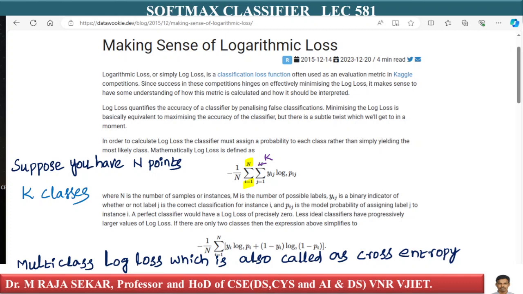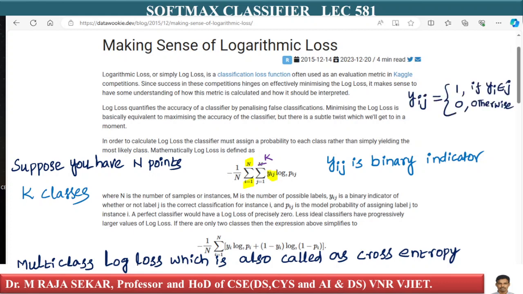Just understand the definition. What is Yij? What is the meaning of Yij? Yij basically means it is a binary indicator. Yij equal to 1 if the point yi belongs to class j, otherwise it is 0. It's a binary value. Pij, what is my Pij? Basically the probability that yi belongs to class j given xi. So you are multiplying a binary value with the log probabilities, isn't it?